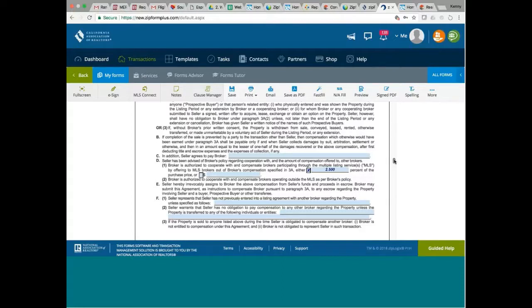And then in an amount equal to the lesser of 1/2 of the damages recovered or the above compensation after first deducting title and escrow. What that means is, say for example, the party that caused the deal not to complete is the buyer. Buyer decided not to complete. Then buyer's liquidated damages may be what the seller is entitled to. So if the seller gets liquidated damages, the listing broker is entitled to 50% of that liquidated damages.